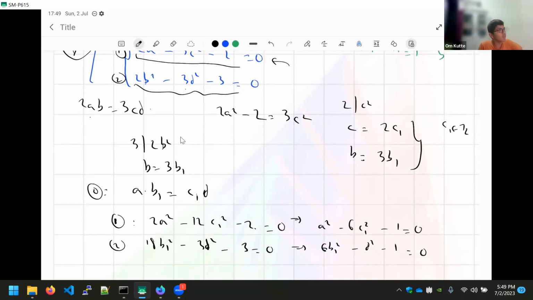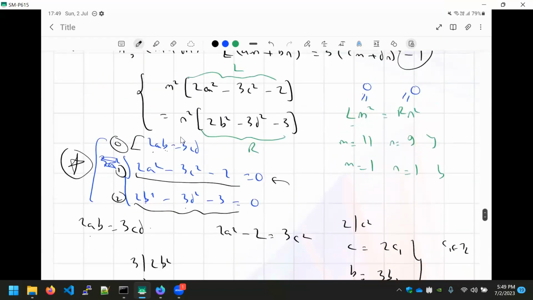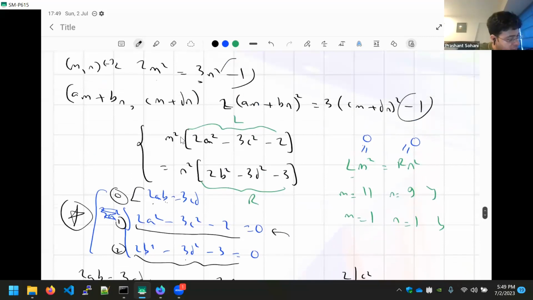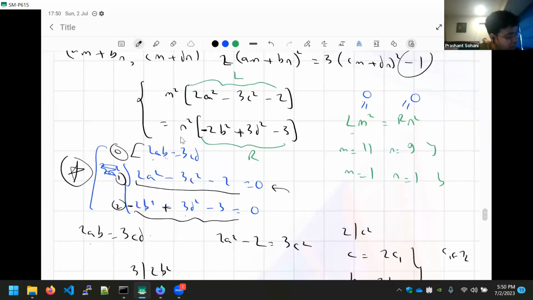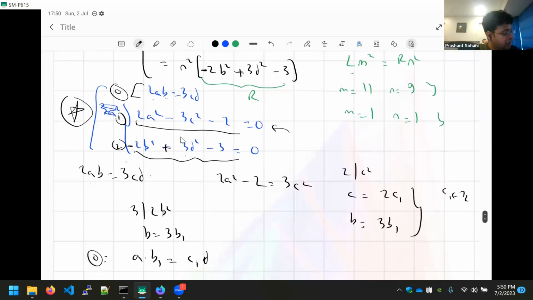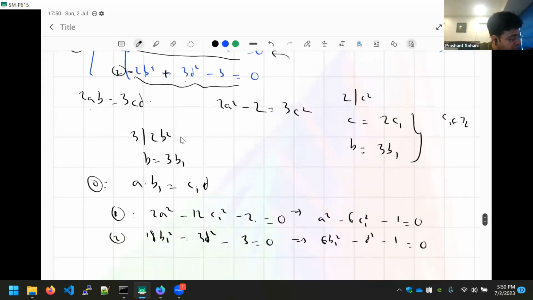Sir, I think in the second equation, it's 3d square minus 2b square. Yes. Oh, okay. It should be 3d square minus 2b square. Yeah, because I'm taking n square to the other side, so the sign will not change. Yeah, thank you. So everywhere the signs will be reversed. But I think that doesn't change the validity of the divisibility argument, right? Still, we have that 3 divides 2b square. So this equation will be minus plus.